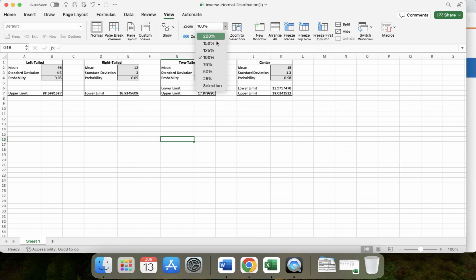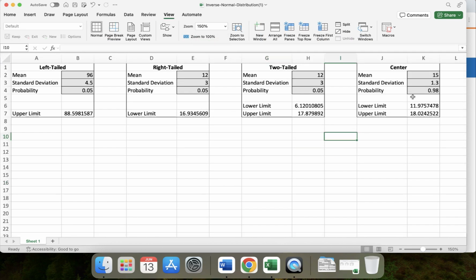Make this a little bit bigger. And we're using this one over here, the center option. Mean is 0, standard deviation is 1, 0.95. We get 1.96 just about. But there are some more decimal places here. But this one here, you use the positive one to answer the question. So that's just about 1.96 here.